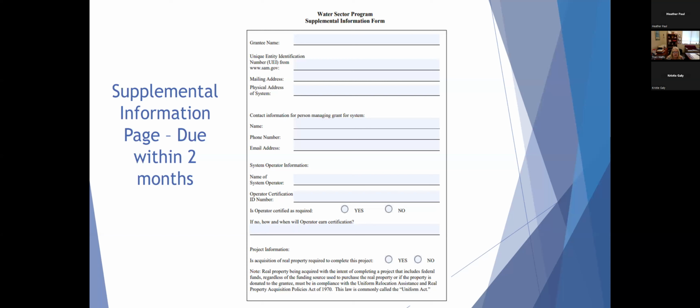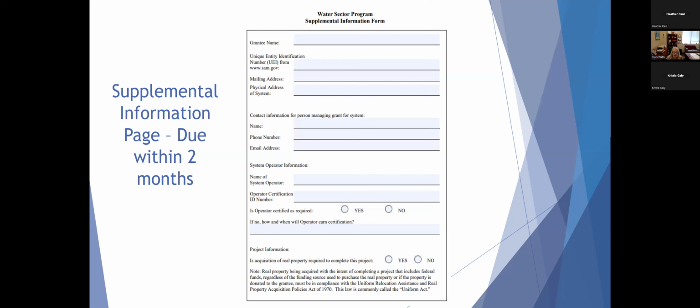You would put your mailing address, your physical address of the system. You would include contact information for the person that is going to be managing the grant for the system. You would list the name of your system operator, and if that operator is certified, what is their ID number. You would indicate if the operator is certified as required, and if the operator is not certified, how and when would that operator earn their certification?